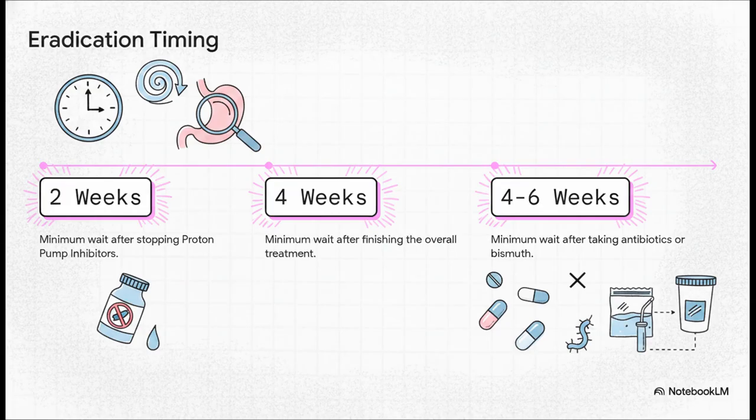Okay, so you gave them the meds, now you have to confirm the bug is actually dead. But timing is literally everything here if you want to avoid a false negative. You must wait a minimum of 4 weeks after finishing the total treatment before you even think about retesting. Breaking it down further, you need to wait at least 2 weeks after they stop taking a PPI, and you have to wait 4 to 6 weeks after they've taken any antibiotics or bismuth. Commit these specific numbers to memory, guys, because they are incredibly testable.